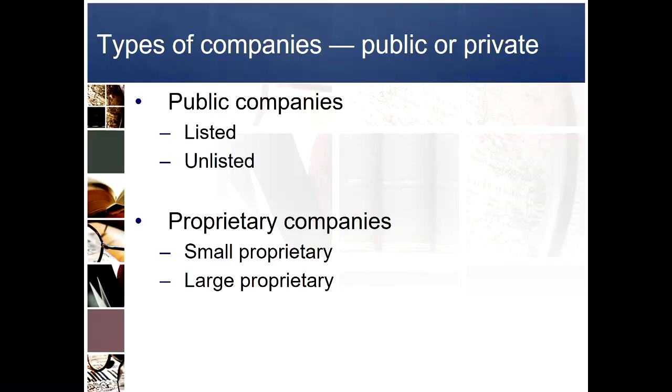So they look at gross operating revenue of $25 million. They also look at gross assets of $12.5 million. And the last threshold is employees, 50 employees. So if you exceed 2 of those 3 thresholds, then you'll be a large proprietary company. But if you only exceed 1 or none of those 3 thresholds, then you'll be a small proprietary company.